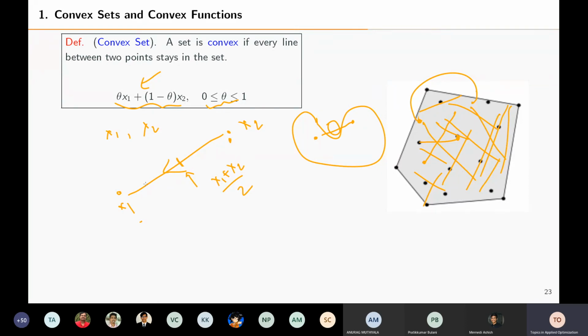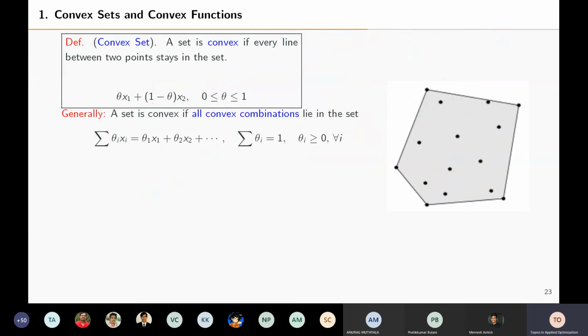So this is what this definition is trying to say, that a set is convex if every line joining 2 points stays in the set. Concretely, if x1 and x2 are in the set, then theta x1 plus 1 minus theta x2 is also in the set. And if this happens for all x1, x2 in S, then that is called a convex set. So that's the definition of a convex set.